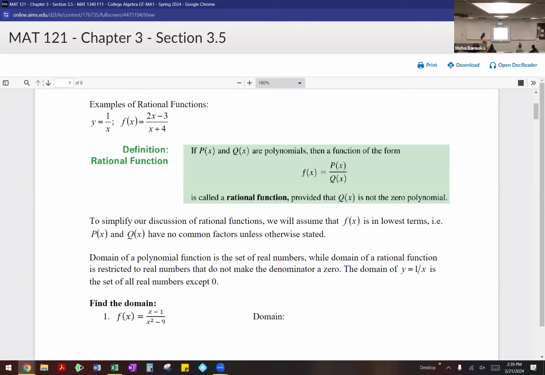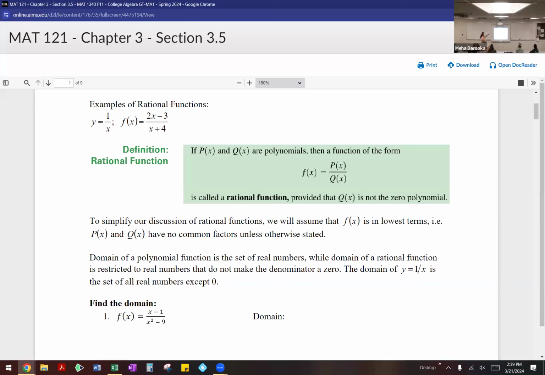So they're saying the domain of a polynomial function is the set of real numbers. And we did see that in the previous sections, but most of them had the set of real numbers as the domain. However, as I just mentioned, since we are dealing with polynomials in the denominator of rational functions, you are going to have restrictions on the domain. So any number that would make the denominator 0 has to be discarded.